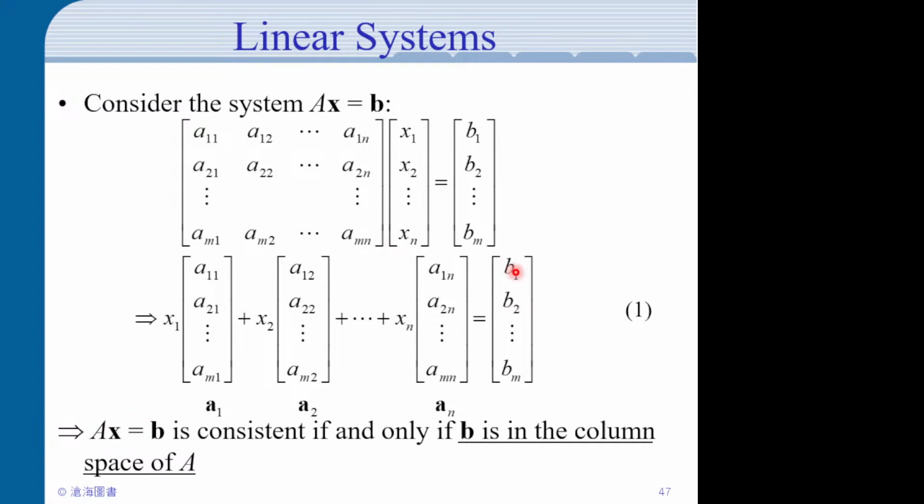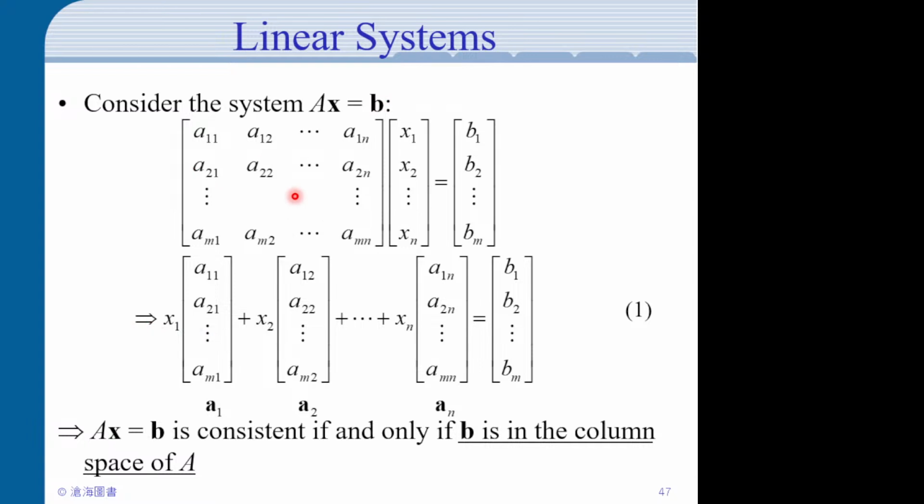Here we have that AX equal to B is consistent, and we have to prove that B is inside the column space. And the other way: if B is in the column space, then you can find the x1 to xn, and then you go backward, and you see that AX equal to B has a solution.